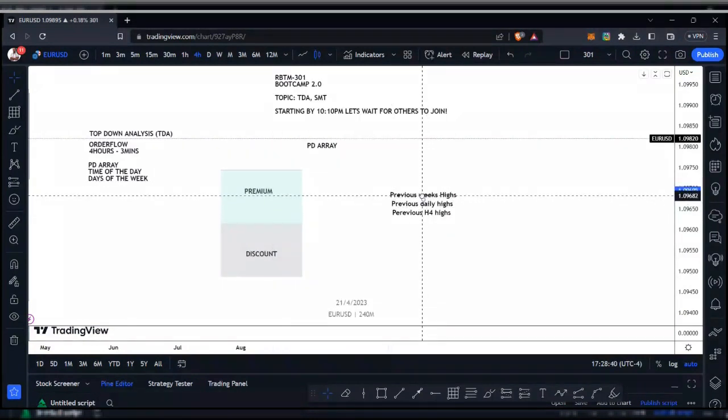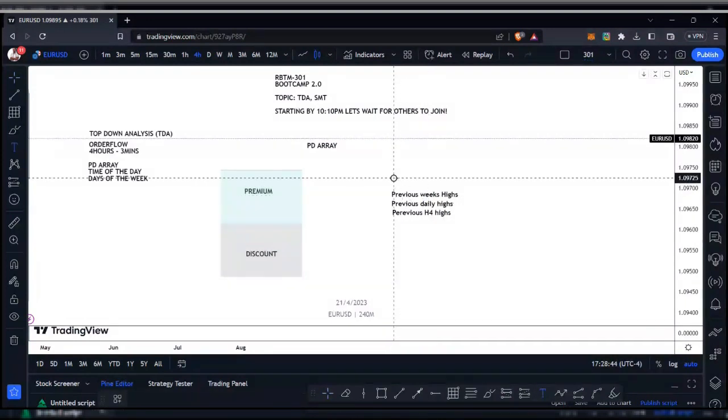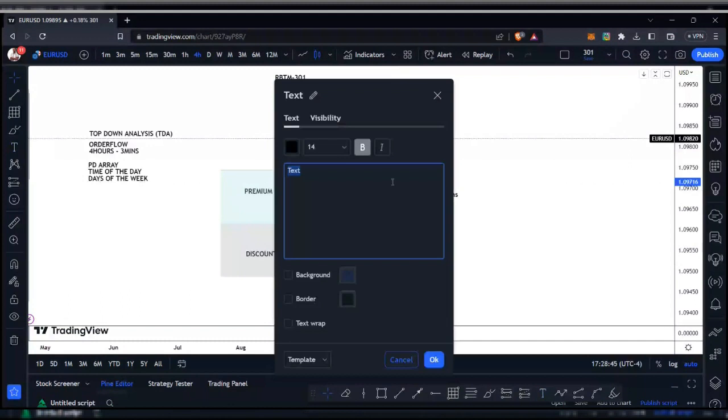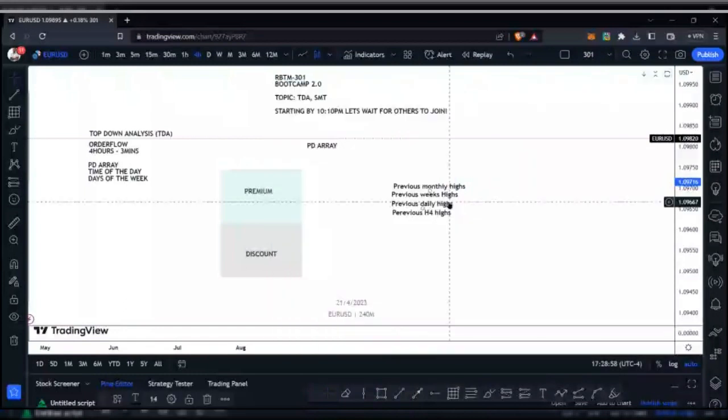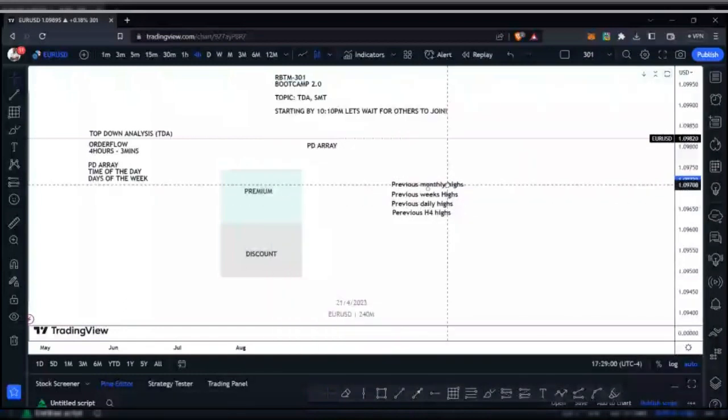The previous week's high. And then you're looking at your what? Lastly will be your previous monthly highs. Your previous monthly highs.